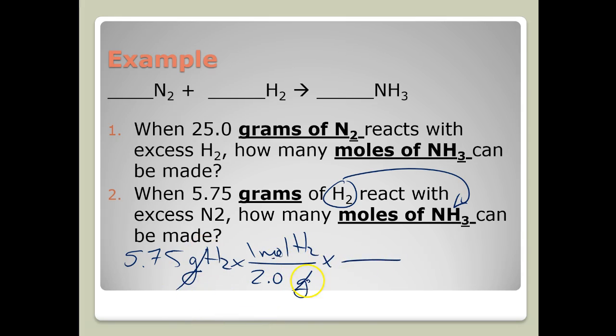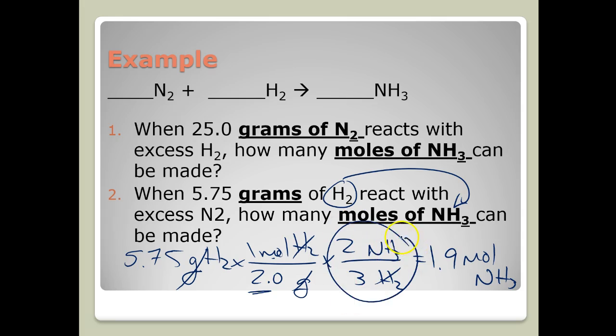Once it's in moles, then I can put my hydrogen on the bottom and the NH3 on top. This had a 3, that had a 2. Hydrogen cancels out. And I got 1.92. Actually, it should be 1.9 moles of NH3. 2 sig figs because of that. So you just have to pay close attention to your units.